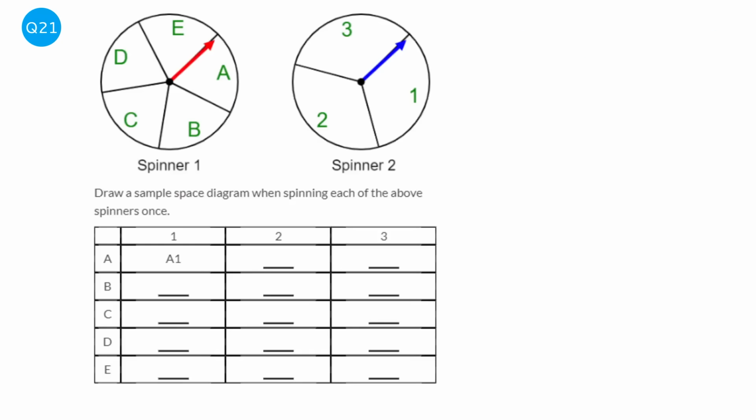A sample space diagram is basically a diagram that shows all the outcomes. And we've got the outcomes from spinner 2 at the top, so either 1, 2 or 3. And we've got the outcomes from spinner 1 down the side, so A, B, C, D or E. And we're just writing down all the combinations. So this will be A2, A3, and then this will be B1, C1, D1, E1, and this will be B2, C2, D2, E2, and this will be B3, C3, D3, and E3. And this represents all the possible outcomes you can get from both spinners.